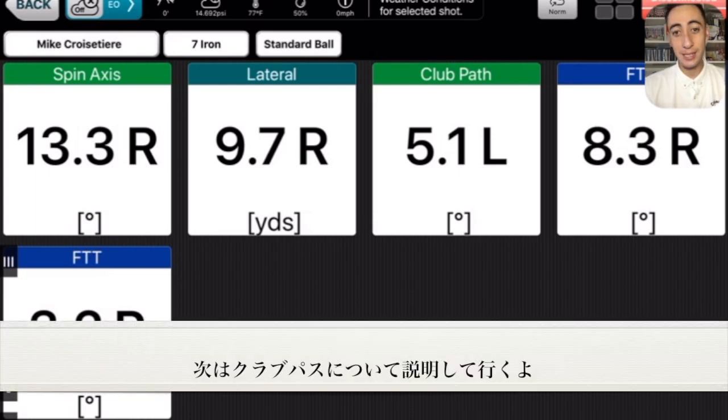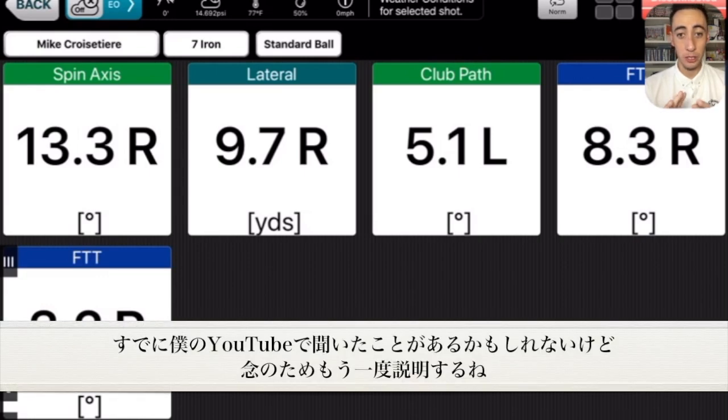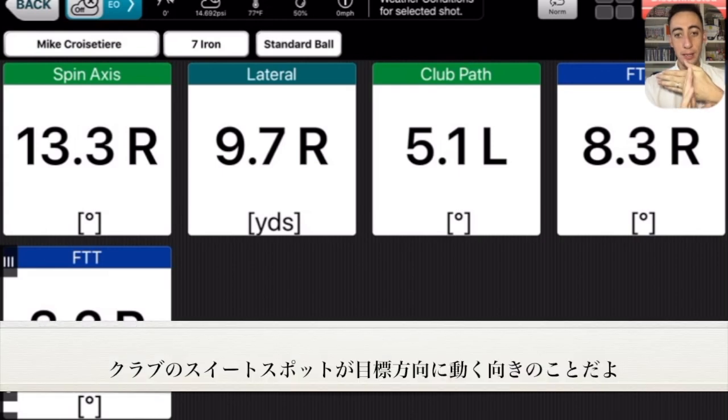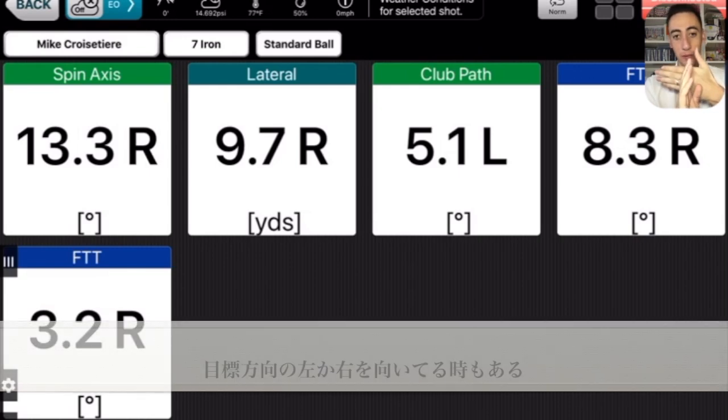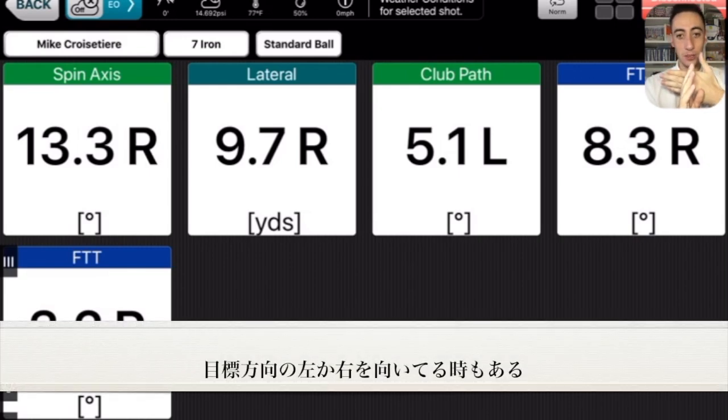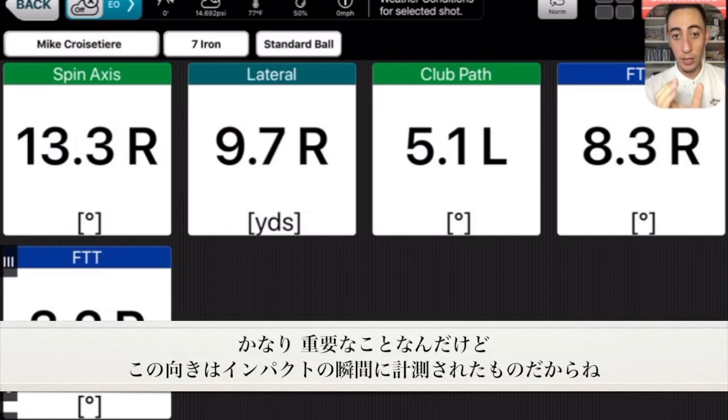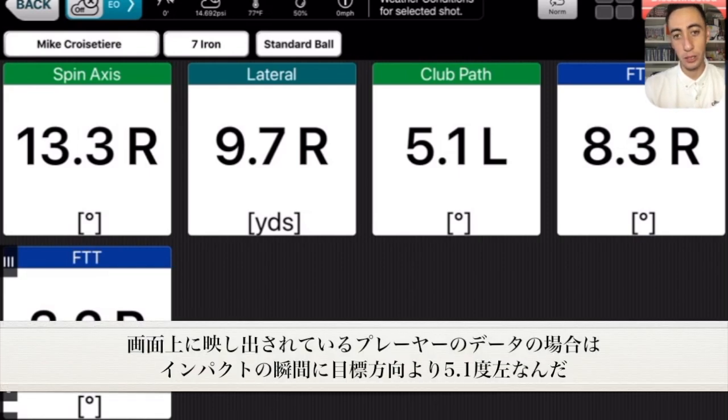All right, moving on to the next data point, which is going to be club path. You've probably heard this before in my YouTube videos, but I'm going to explain it one more time. It's where the sweet spot is traveling relative to that target line. It could be traveling straight to that target line, to the left of that target line, or to the right of that target line. Really specifically, it's measured at the moment of impact. That's very, very important. In this particular shot, the player was swinging 5.1 degrees to the left of the target line at the moment of impact.